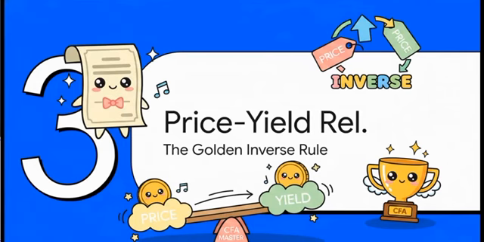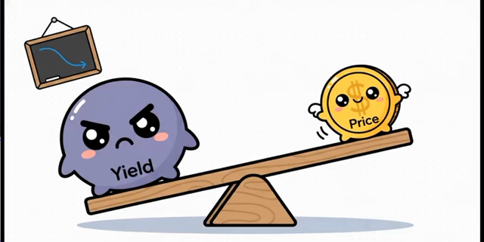All right, Section 3, the price-yield relationship, the golden inverse rule. We are now stepping into arguably the absolute most crucial CFA concept that governs all fixed income markets. Notice the seesaw mechanic of the bond market. Yield and price move in opposite directions. It's an inverse relationship. When yield increases, the bond price falls. When yield decreases, the bond price rises.